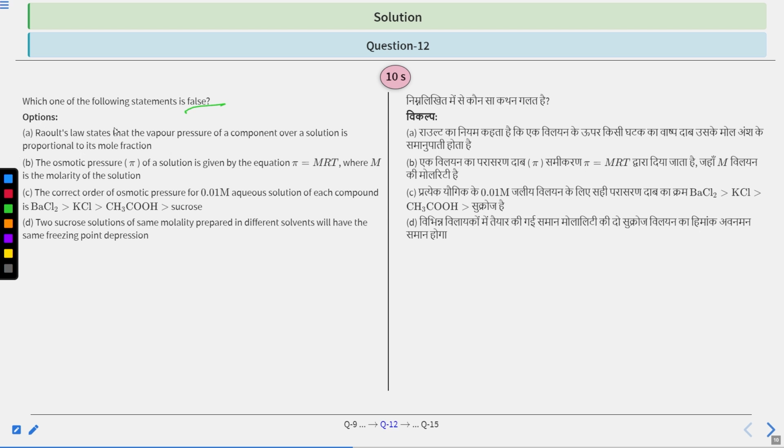The options are: Raoult's law states that the vapor pressure of a component over a solution is proportional to its mole fraction. The osmotic pressure pi of a solution is given by the equation pi equals MRT, where M is the molarity of the solution. The correct order of osmotic pressure for 0.01 molar aqueous solution of each compound is greatest in BaCl2, then KCl, then CH3COOH, and then least in sucrose. Or, two sucrose solutions of the same molality prepared in different solvents will have the same freezing point depression. So you have 10 seconds to solve this question. After that, we will see the answer.